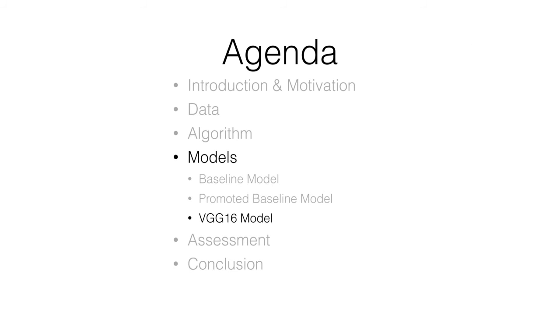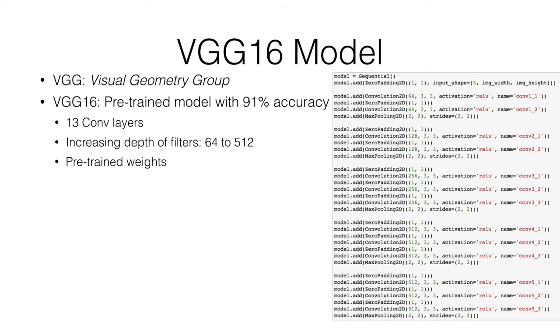Next is the VGG16 model. The term VGG usually refers to a deep convolutional network for object recognition developed. VGG16 has already learned features that are relevant to our cats versus dogs classification problem. The VGG model we use has 13 conv layers and we also increase the depth of filters from 64 to 512. With the pre-trained weights of VGG16, we achieved an accuracy of 91%.